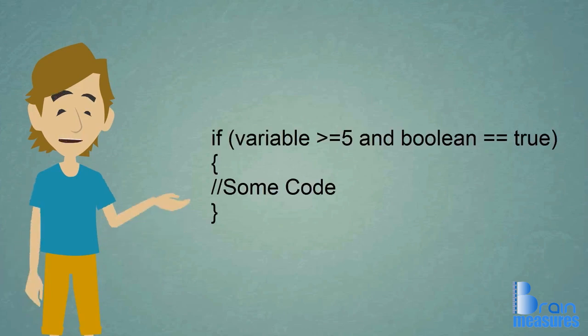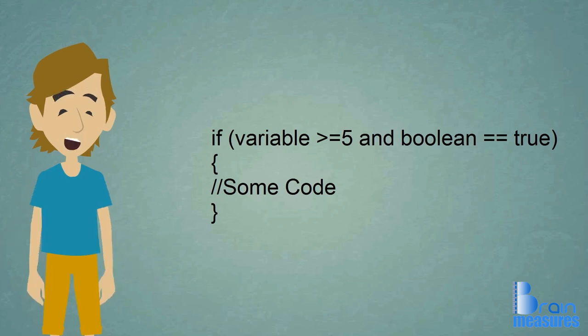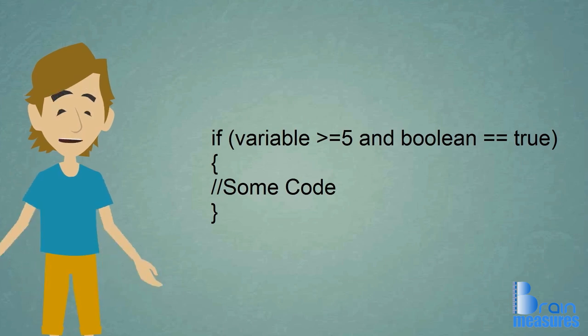Here I have put an if statement with two variables. Variable is an integer and Boolean is a Boolean. So in this if statement, variable has to be greater or equal to 5 and Boolean has to be true in order for the code to run.